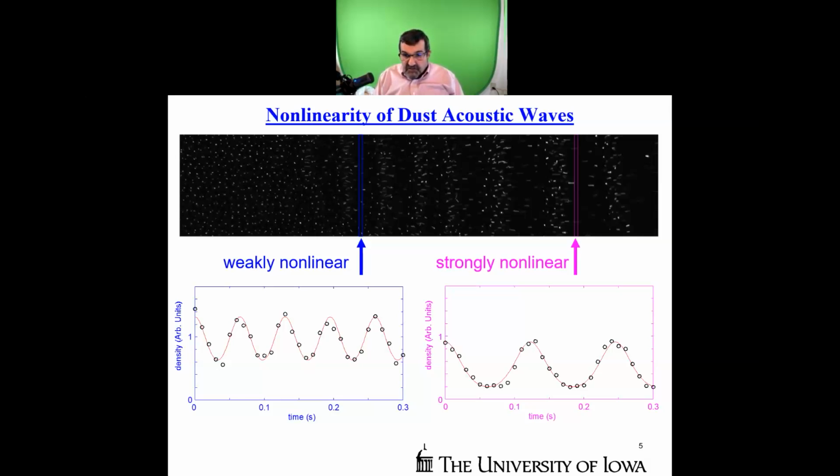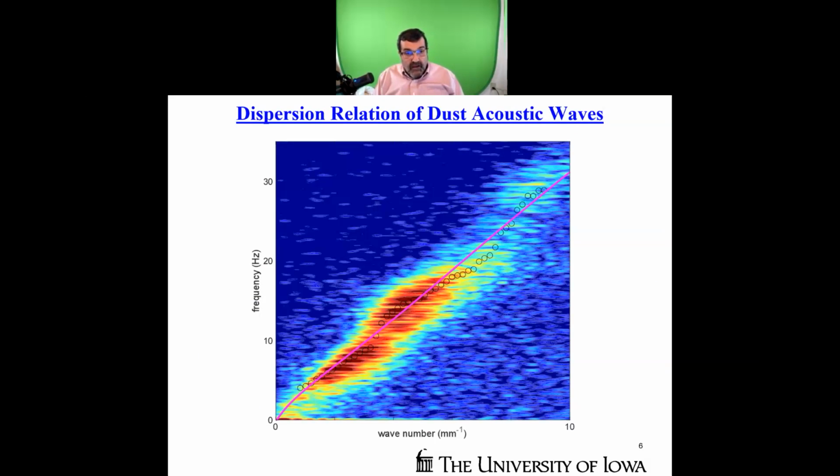So let's go now to slide 6. Slide 6 is showing now the dispersion relation of those waves. It's a graph of frequency versus wave number. And so that's an observation that we were able to make from that particular experiment. And we were able to compare it to theories for dispersion relation for these kind of waves.